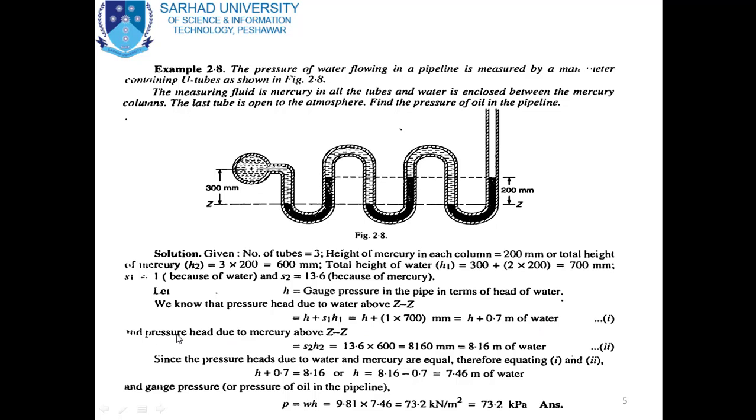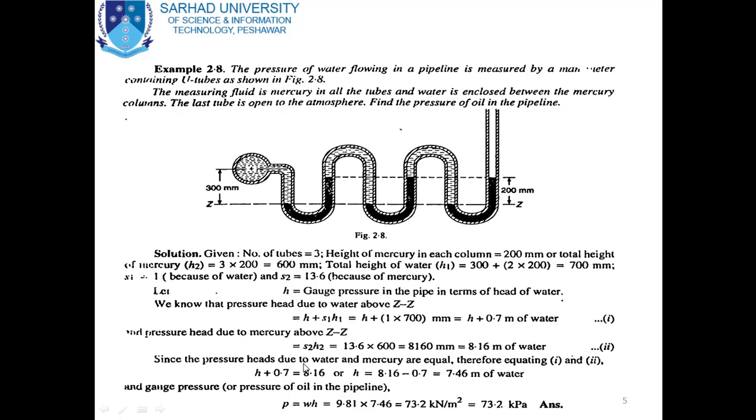Then we have to find the pressure due to mercury above the ZZ, and it is equal to S2H2. Since S2 is equal to 13.6, because the heavy liquid in the tubes is mercury, and H2 is already calculated, which is equal to 600, the height of the mercury columns. So we will get equation 2, which is equal to 8.16 meters of water.